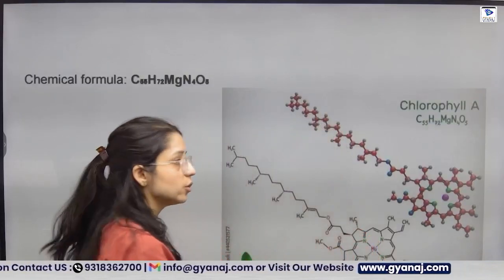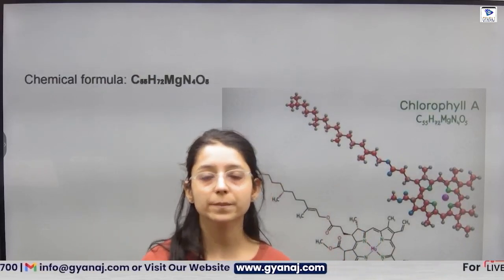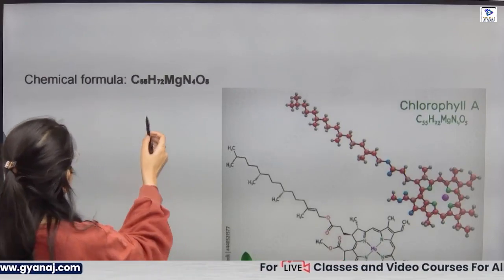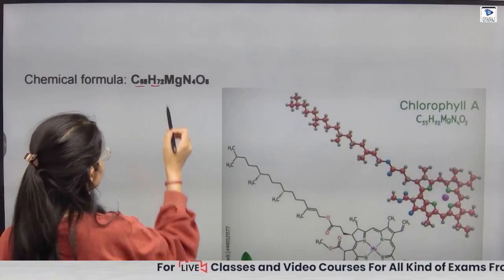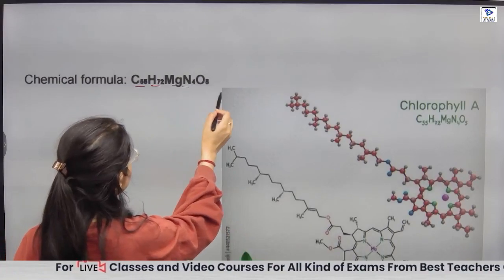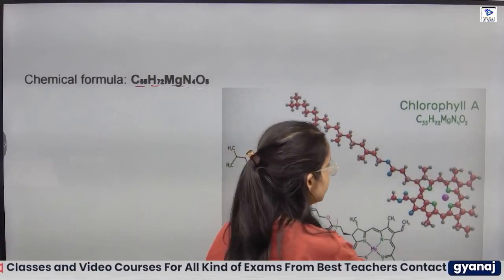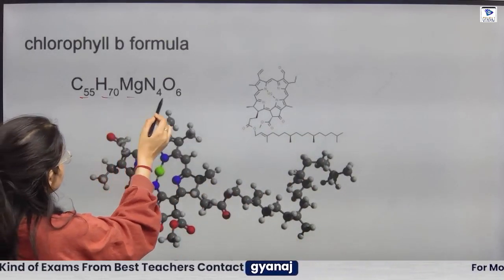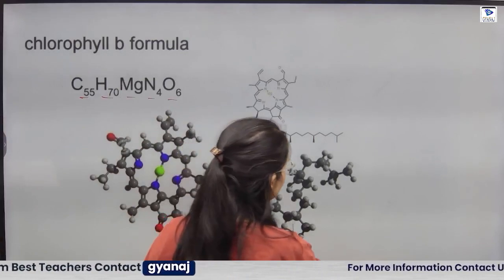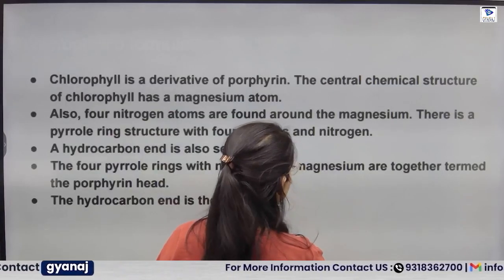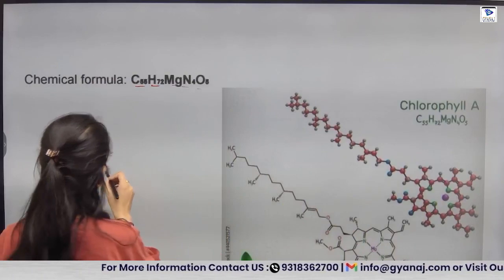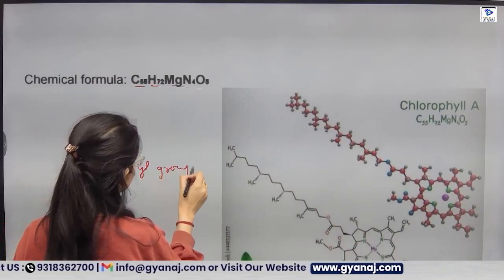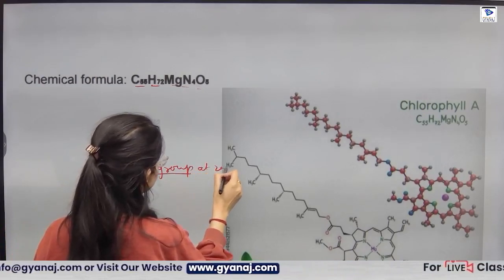So we know chlorophyll pigments are of different types. That is chlorophyll A. The chemical formula of chlorophyll A is C55H72MgN4O5, whereas chlorophyll B is C55H70MgN4O6. Now there is one difference: in chlorophyll A there is a methyl group at the second position.